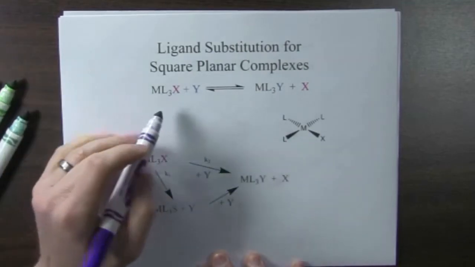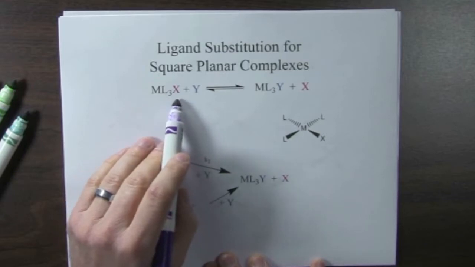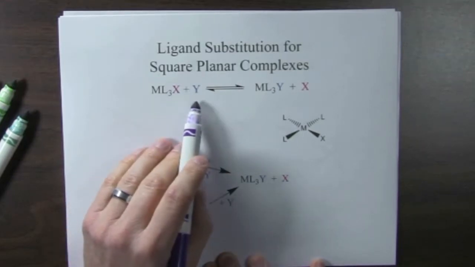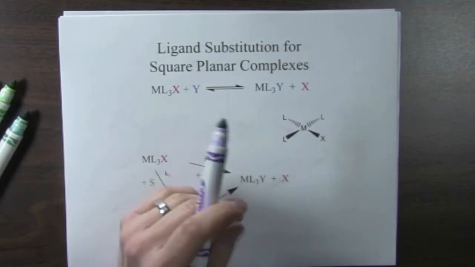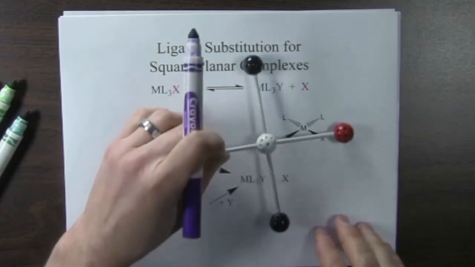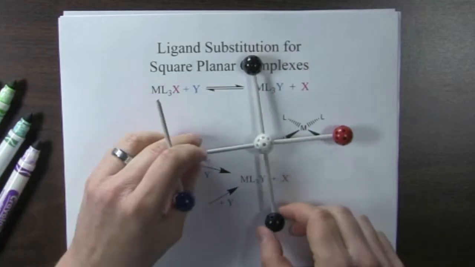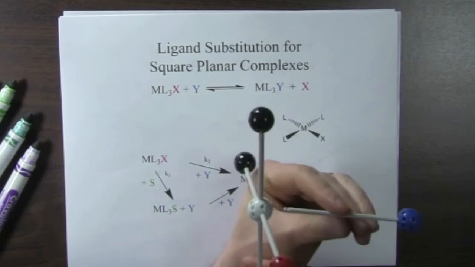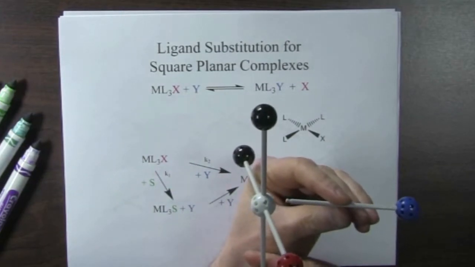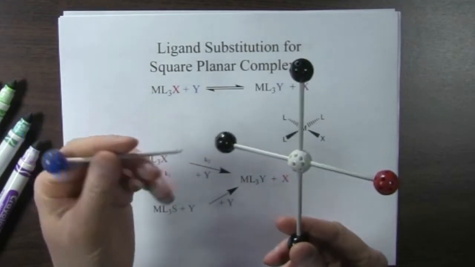So ligand substitution for square planar complexes, we have fewer spectator ligands. Here's our leaving group and here's our entering group. And the square planar complex we see is only 4 coordinate, and so the complex is open at the top and the bottom, and so an associative mechanism is going to be much more important for this type of ligand substitution reaction than we saw with the octahedral complex.